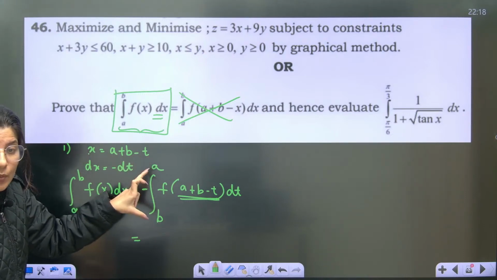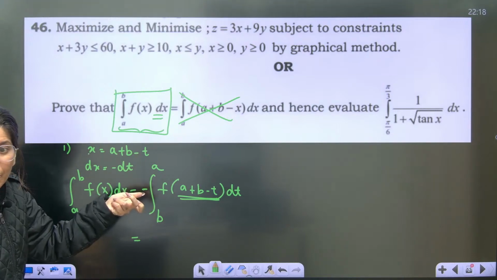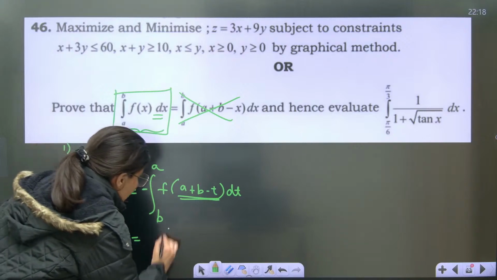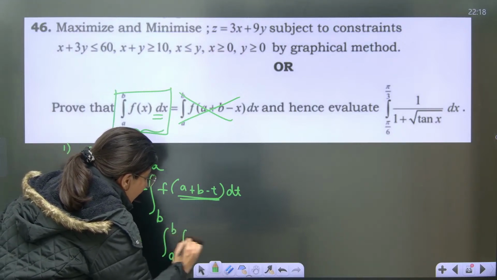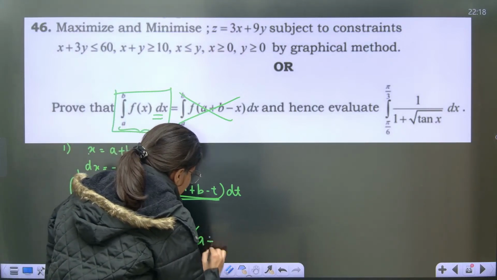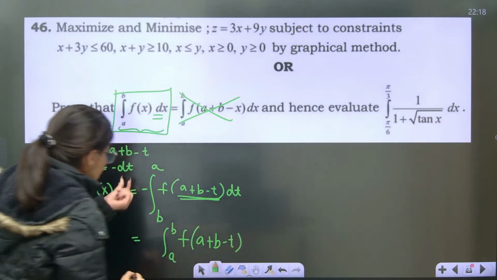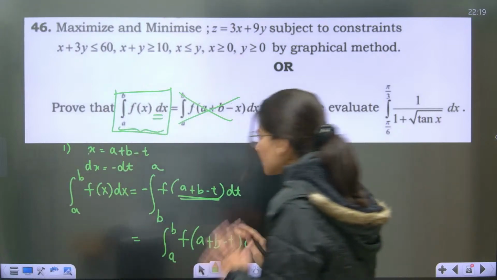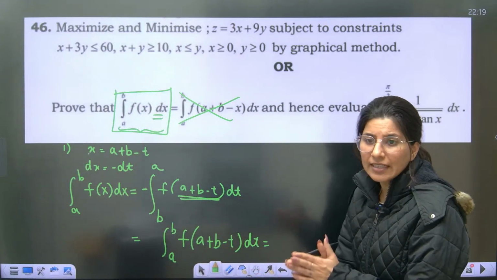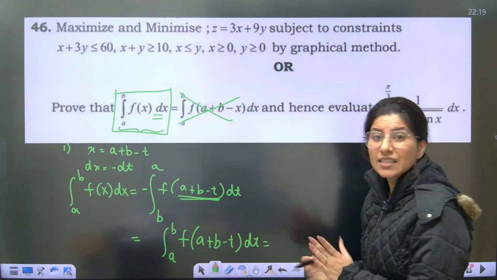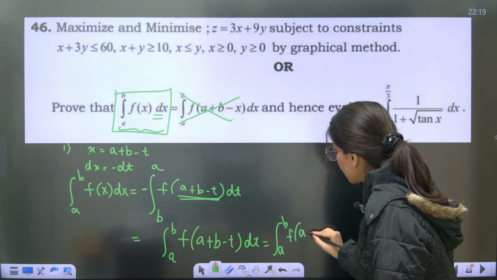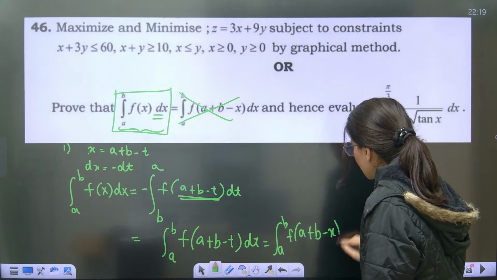The moment you interchange a and b, it is going to become the integral from a to b of f of a plus b minus t. Basically, the minus sign will get removed. And now the last step is, in definite integration, you can anytime replace t by x. You can do that anytime. So this is your King's property proved.